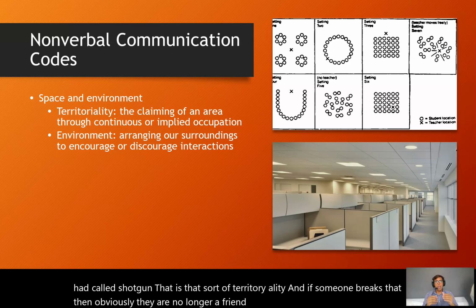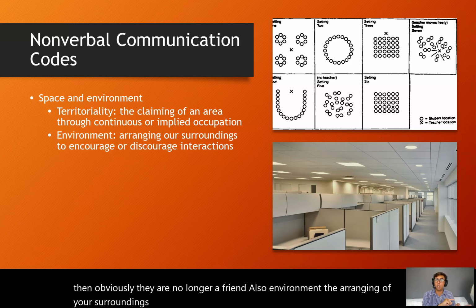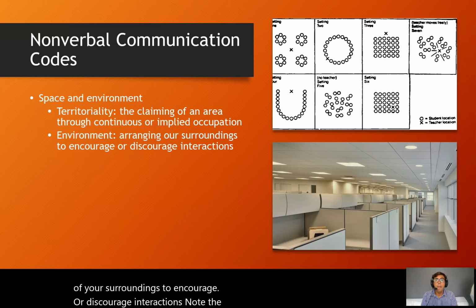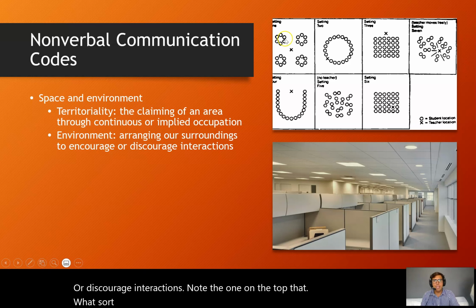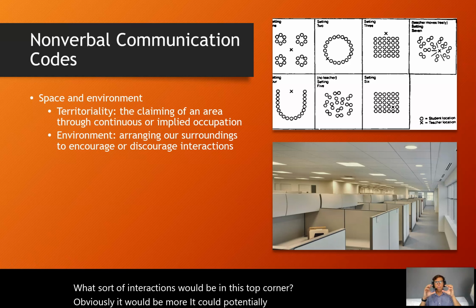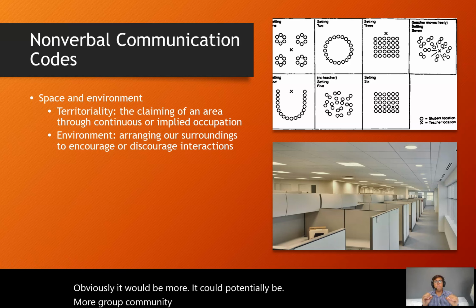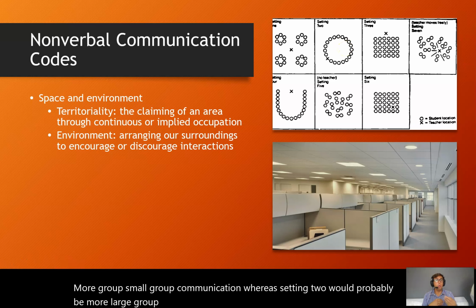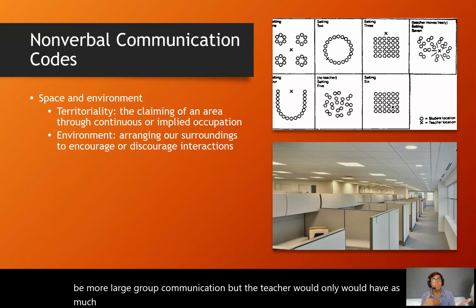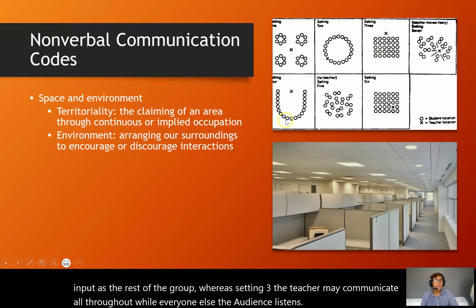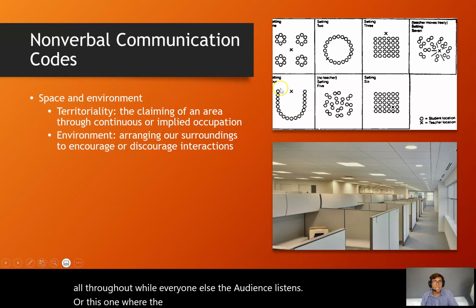Also, environment. The arranging of your surroundings to encourage or discourage interactions. Note the one on the top, what sort of interactions would be in this top corner? It could potentially be more small group communication, whereas setting 2 would probably be more large group communication, but the teacher would only have as much input as the rest of the group, whereas setting 3, the teacher may communicate all throughout while everyone else, the audience, listens. Or this one where the teacher talks, the audience listens, and the audience is also able to talk to themselves.